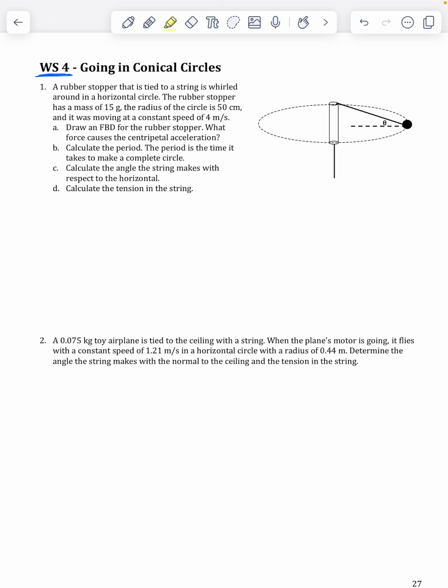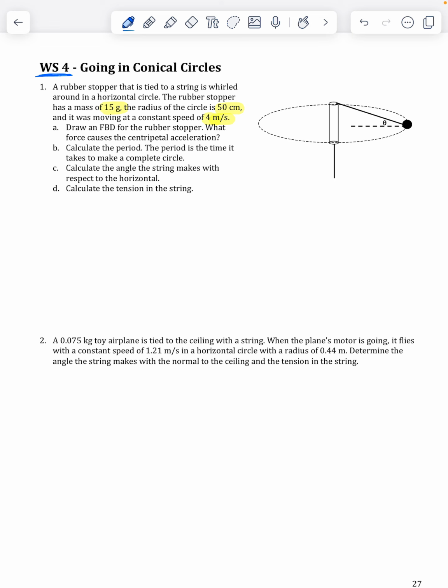The problem says the rubber stopper has a mass of 15 grams. We want to convert that to kilograms. The radius of the circle is 50 centimeters. We want to convert that to meters. And it was moving at a constant speed of 4 meters per second. As with everything in circular motion, we're going to start with a free body diagram.